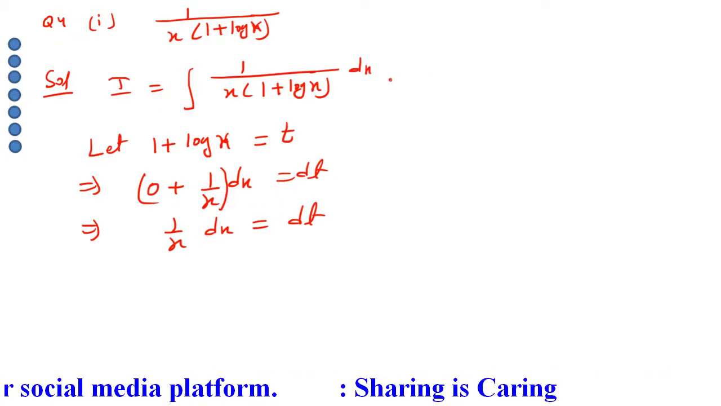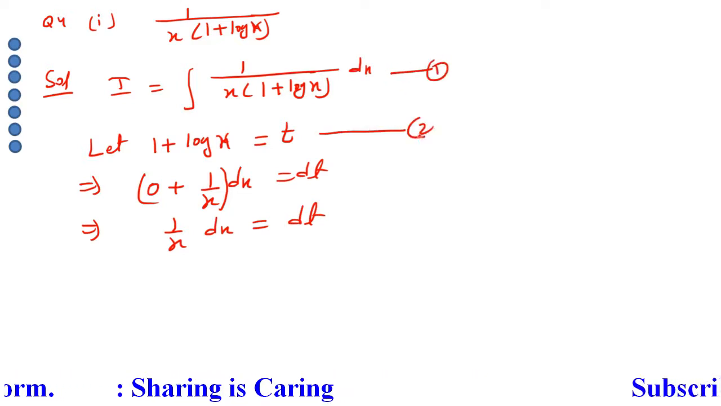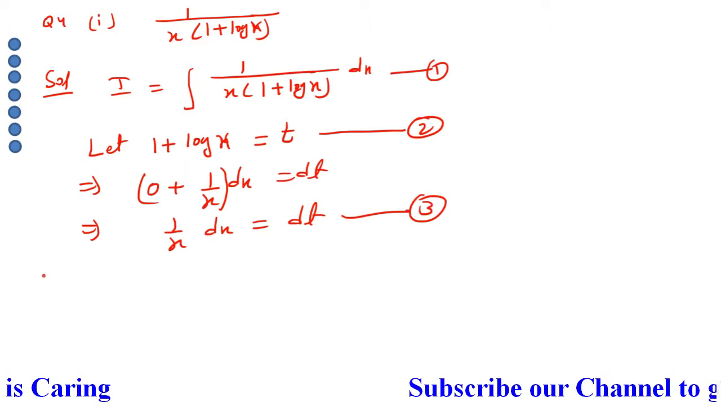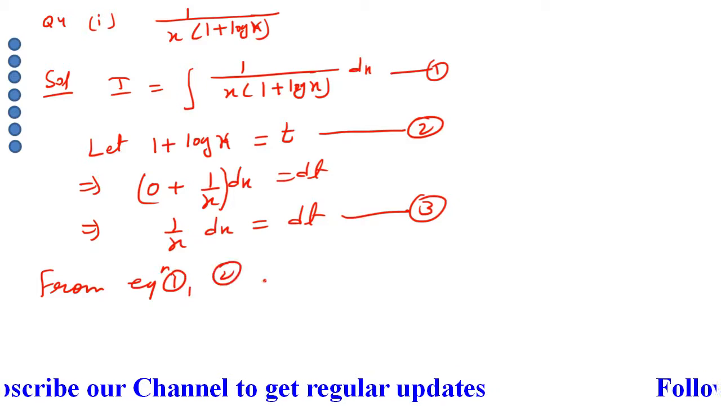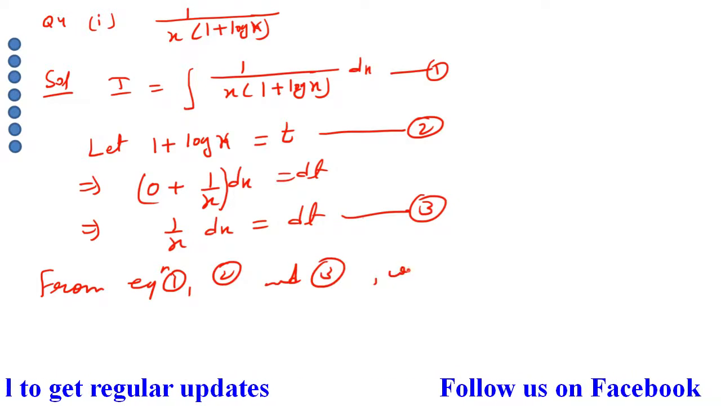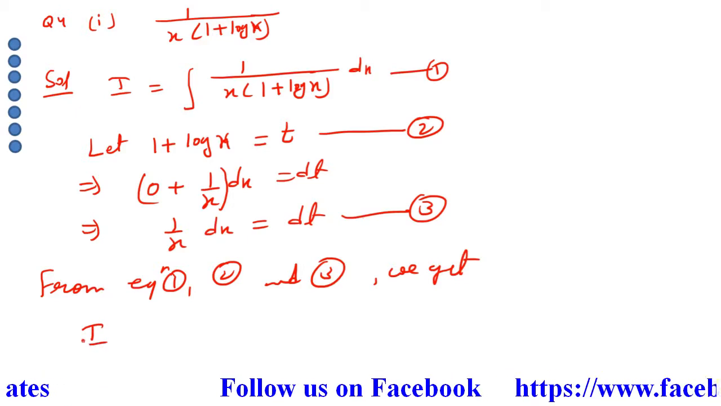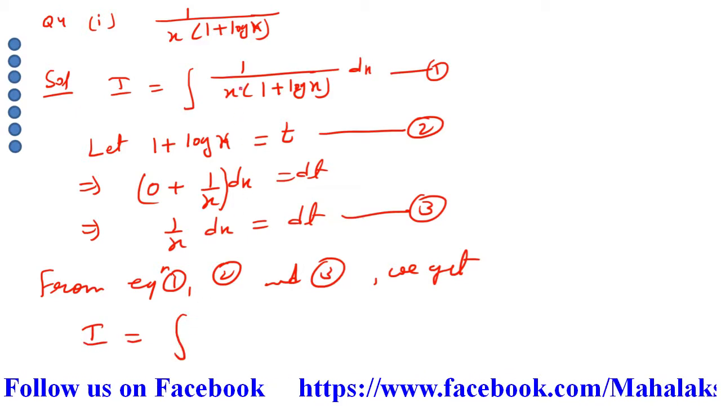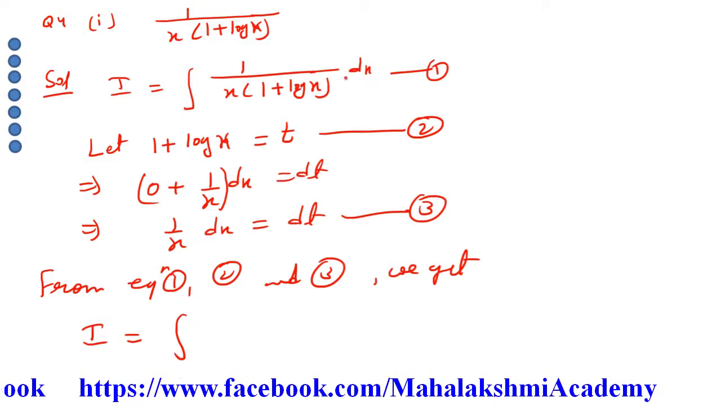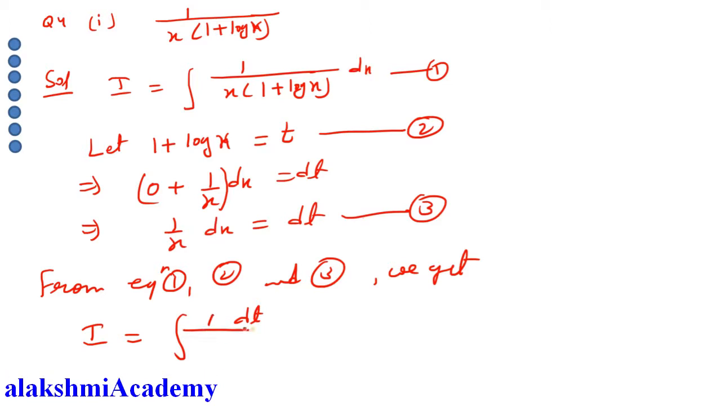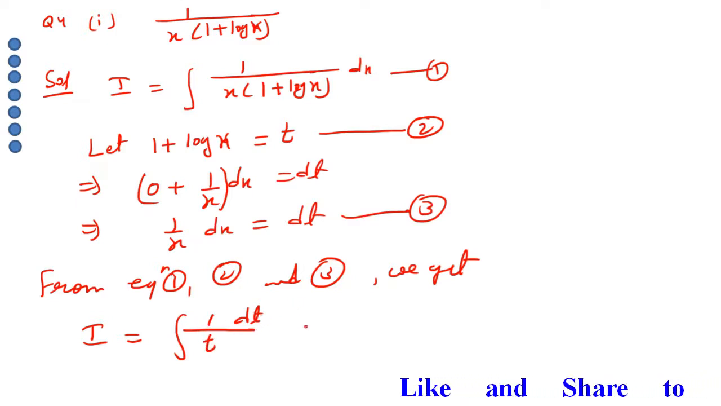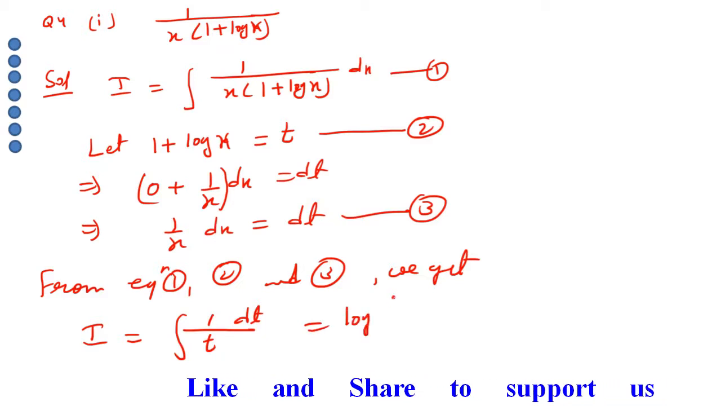Now these replacements we will do in equation first, this is equation second, this one as equation 3. So from equation first, second and 3 we get I is equal to integration of, so this 1 upon x and dx. So this 1 upon x and dx is what? dt. So only dt, then 1 upon 1 plus log x. 1 plus log x is what? t. So only t. Now 1 upon t integration with respect to t is log mod t.